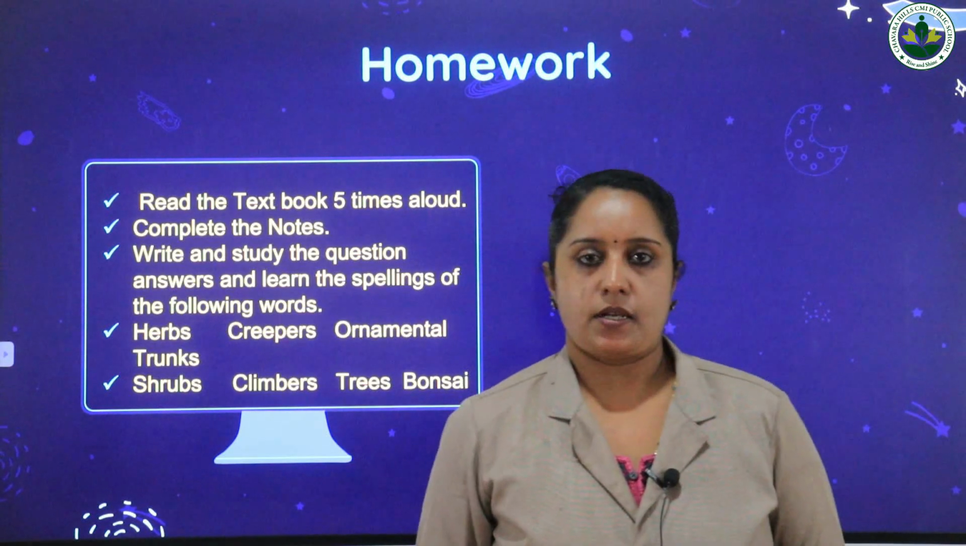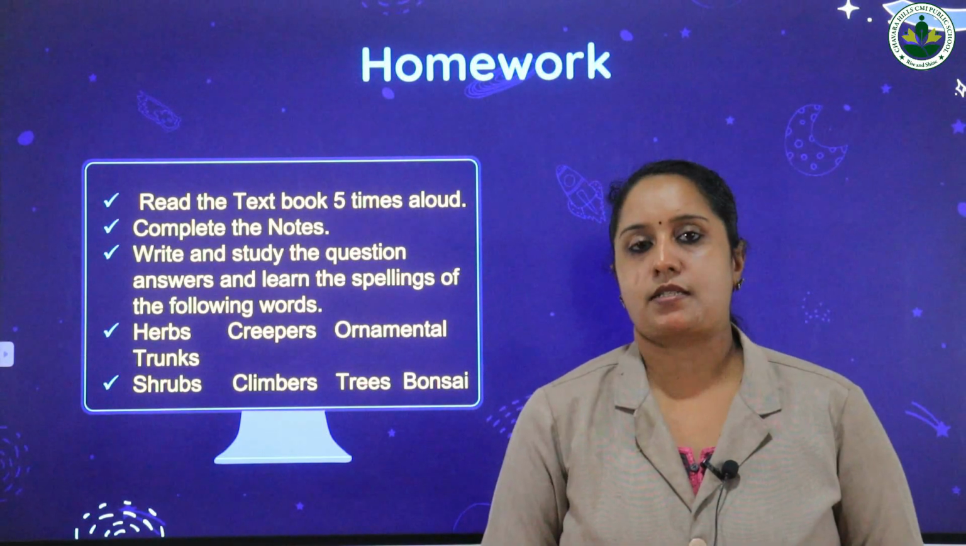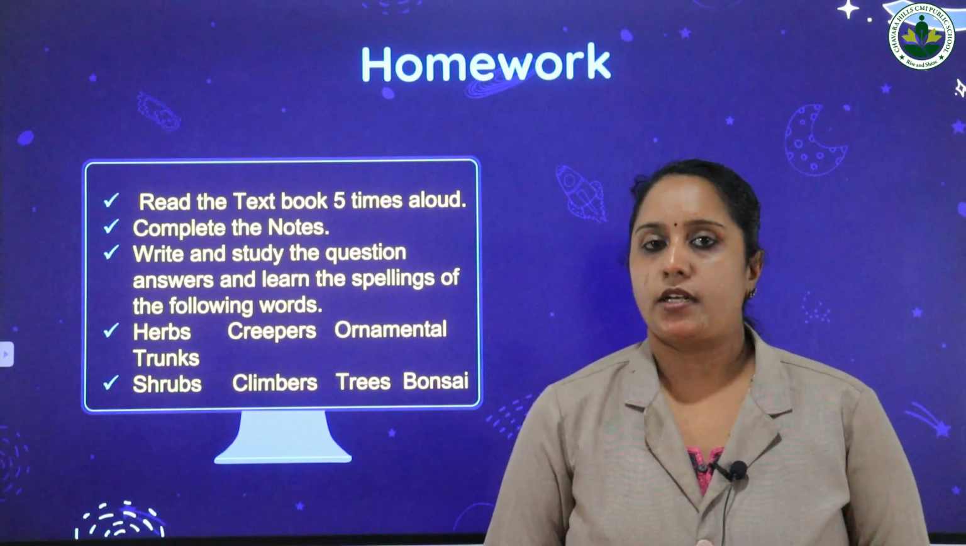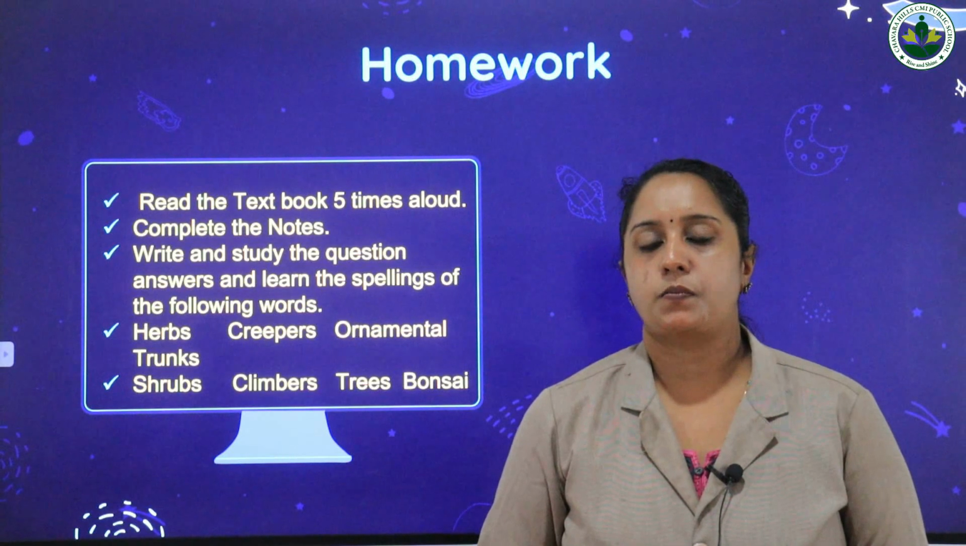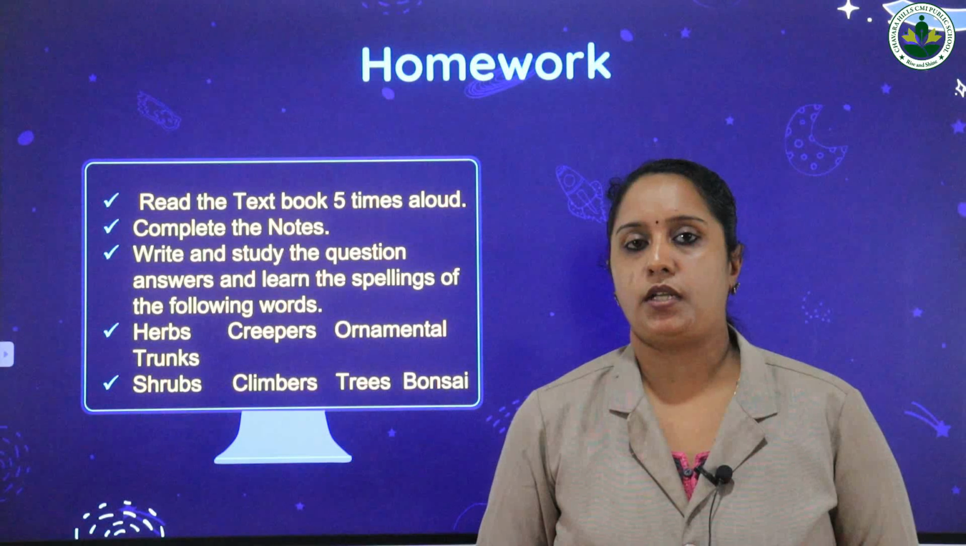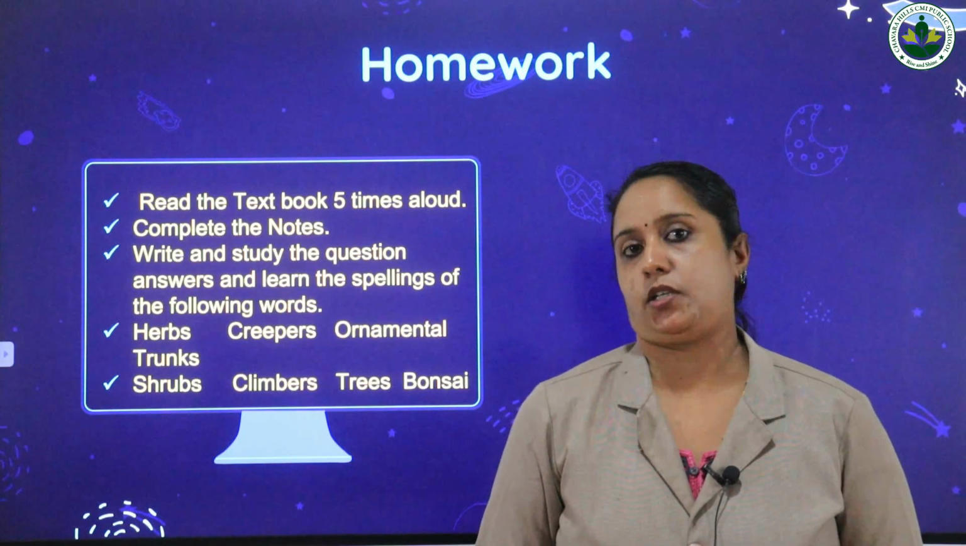So these are the spellings which you have to write and study in your rough book. So today we discussed about chapter 6, our green friends. So we discussed about the different types of plants and their special characteristics based on their stems. And we also discussed about the different examples in each section.